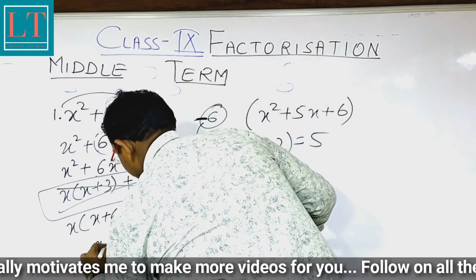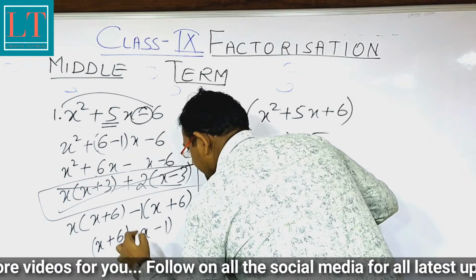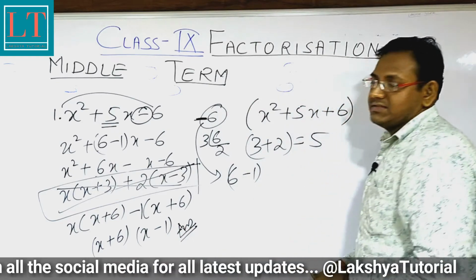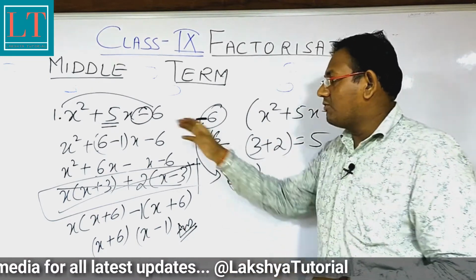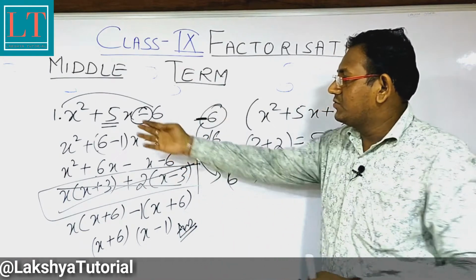So what is the next step? The next step is to take x plus 6 common, and we will get x minus 1 as the second expression. So this is your answer. Now I hope you understood how to solve these types of questions. Don't just blindly find the factors and do the middle term.